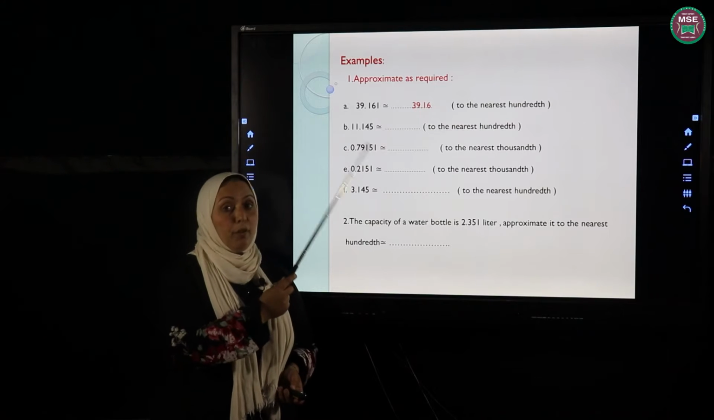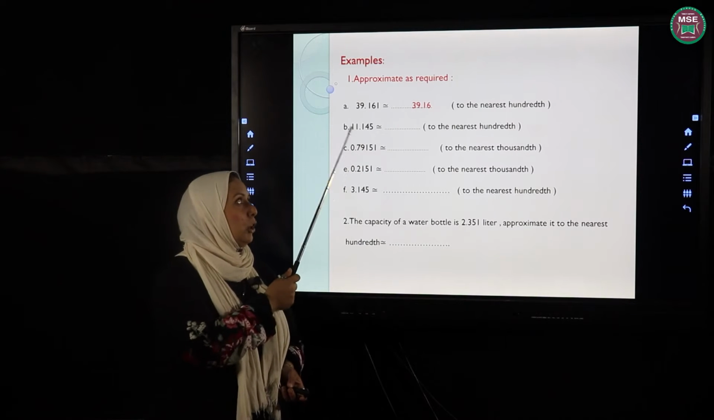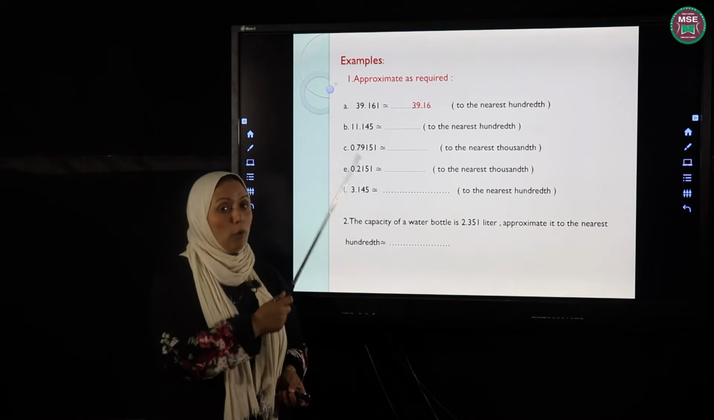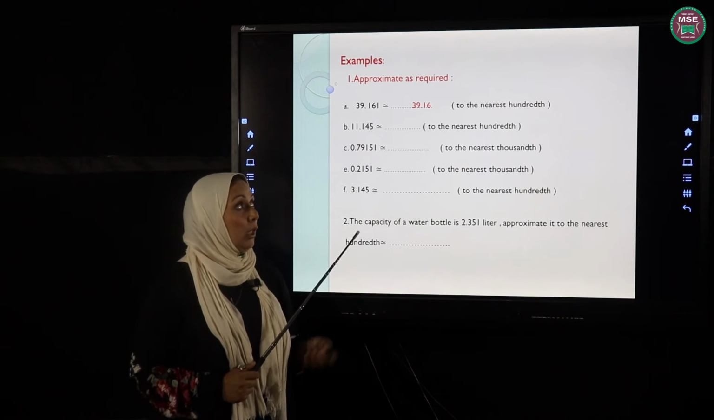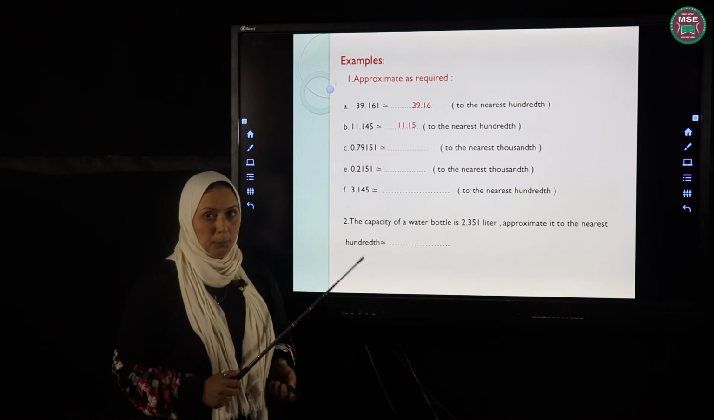Next, approximate to the nearest hundredth also. Let's see the number 11.145. The hundredth digit here is 4. Then we look to the thousandth digit, which is 5. 5 is strong, so we will add 1 to the 4 to become 11.15.